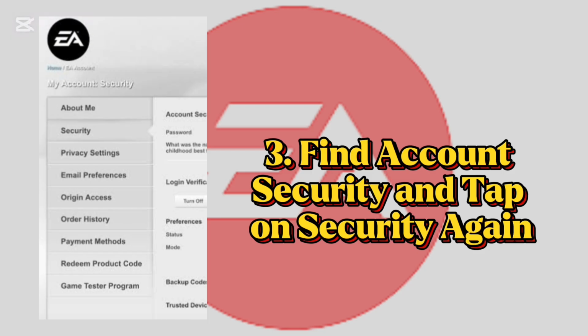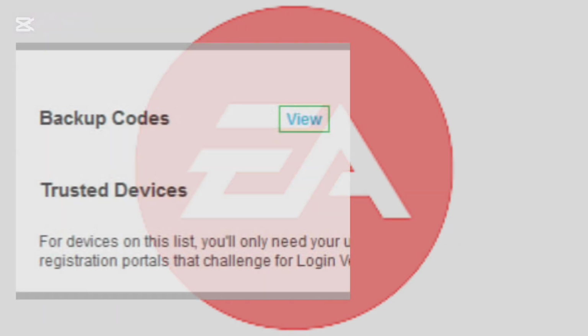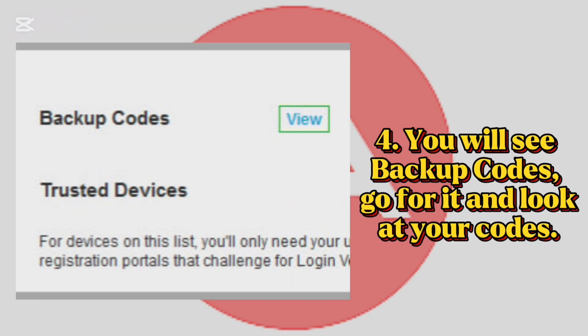Select Security, and within the Security section, scroll down until you find the Backup Codes option. Click on View or Get Codes next to this option. EA will then display a list of 10 unique, one-time use backup codes.